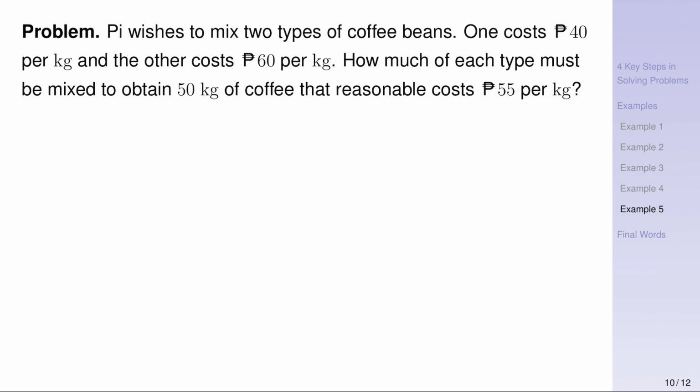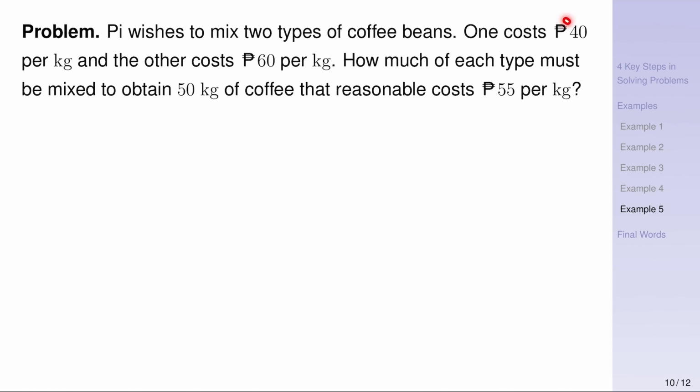Fifth problem: Pi wishes to mix two types of coffee beans. One costs 40 pesos per kilogram and the other costs 60 pesos per kilogram. How much of each type must be mixed to obtain 50 kilograms of coffee that reasonably costs 55 pesos per kilogram? Now this one is a little bit scary, but as long as you can simplify the problem into a cast of characters that we know how to relate with, then it would all be simple.